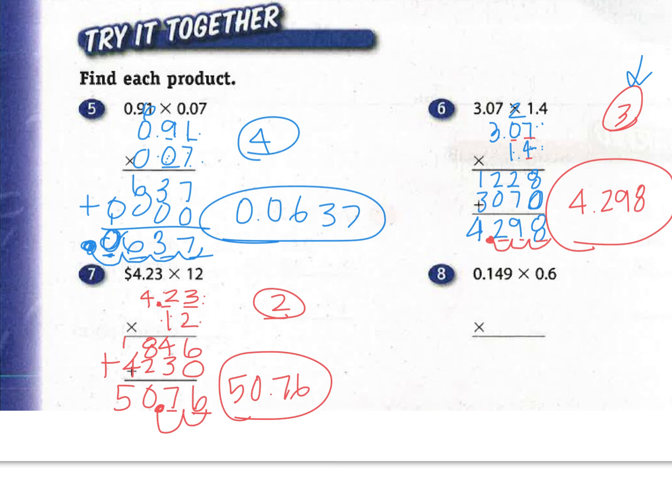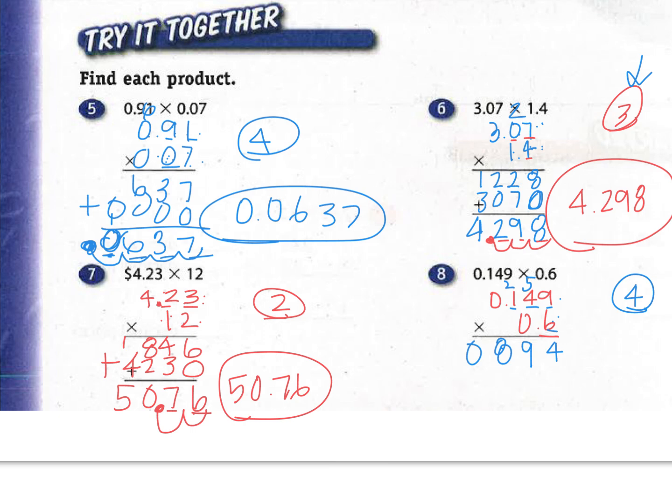All right, last one on this page. 0.149 times 0.6. Okay, so the reason why we do that is then we just line it up because, again, remember, we can do the decimals at the end. So we have 1, 2, 3, 4 decimal places, so we'll do those at the end. All right, so now let's multiply. 6 times 9 is 54. Put the 4 down there, carry the 5. 6 times 4 is 24, plus 5 is 29. 6 times 1 is 6, plus 2 is 8. We can do 6 times 0 is 0.